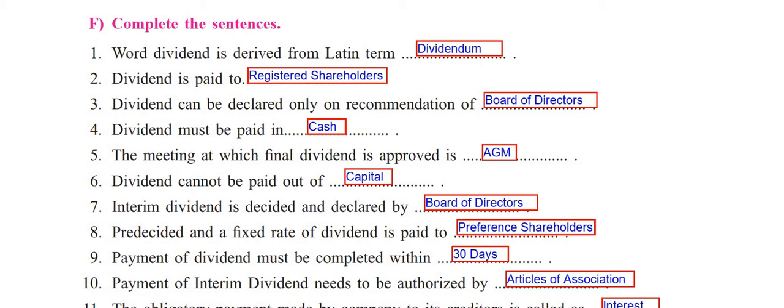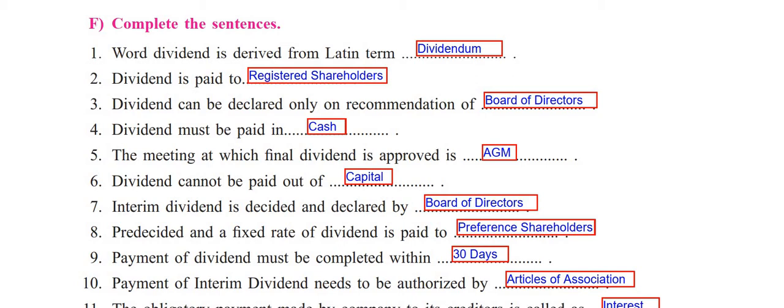First one is, the word dividend is derived from the Latin term dividendum. Second, dividend is paid to whom? Now, obviously, students, it is paid to the registered shareholders. Third, dividend can be declared only on recommendation of the board of directors. Fourth, dividend must be paid in cash.